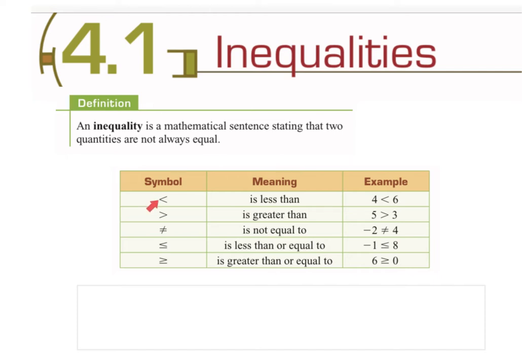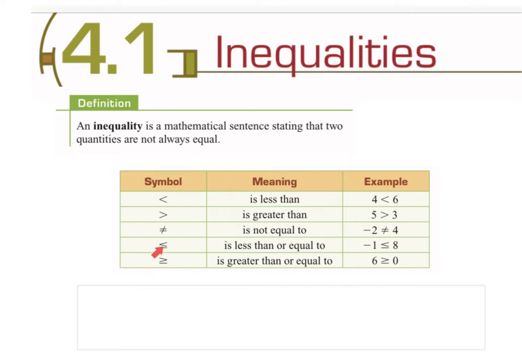This first symbol means less than. They give the example, 4 is less than 6. The next one, greater than. 5 is greater than 3. Here we go. We have an equal sign with a line through it. It simply means it's not equal. -2 is not equal to 4.